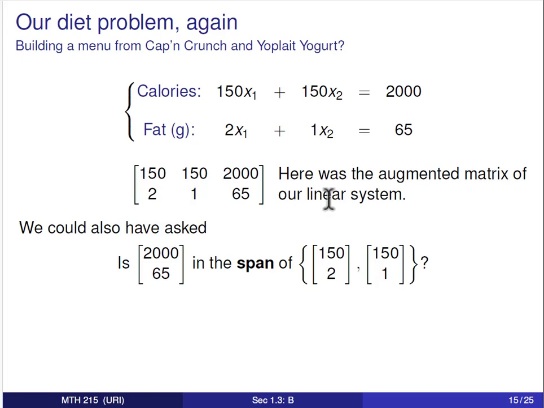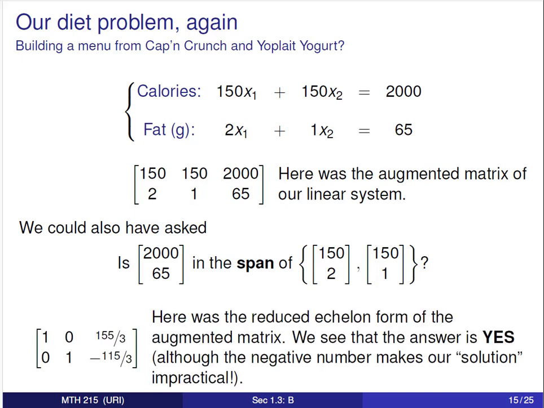We could also have asked, though, is (2065) in the span of these two vectors (150, 2) and (150, 1)? And there's a couple of reasons why you might want to do this. You'll remember that 150 and 2, these were the details specific to Cap'n Crunch, the number of calories per serving and the amount of fat per serving. And 150 and 1 were the details specific to Yoplait yogurt. And so by phrasing it in terms of vectors, we can collect each food's information in a single vector, which is kind of a nice way to think about it.